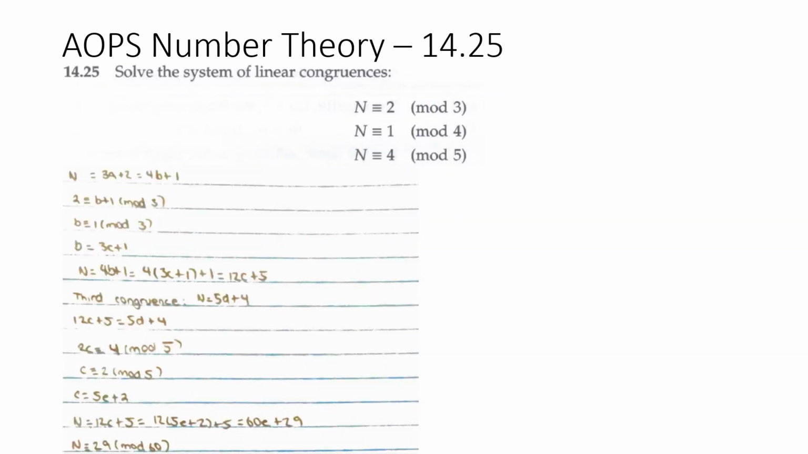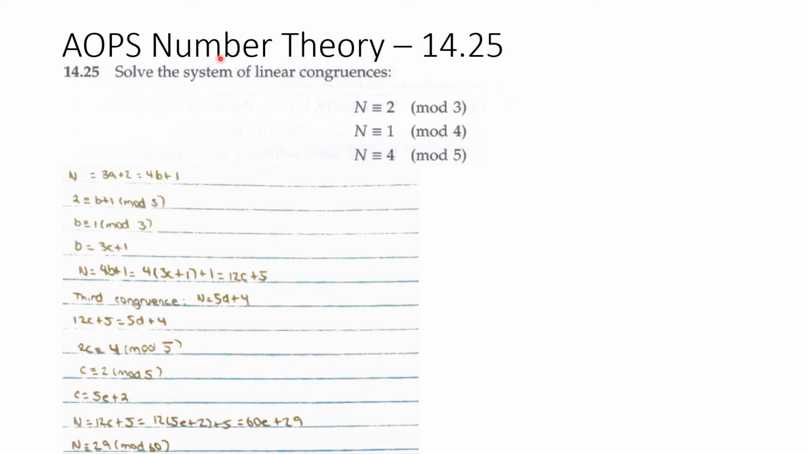AoPS number theory 14.25. Solve the system of linear congruences. n is congruent to 2 modulo 3, n is congruent to 1 modulo 4, and n is congruent to 4 modulo 5. So n is equal to 3a plus 2, which is equal to 4b plus 1, since it's congruent to 2 modulo 3 and 1 modulo 4.